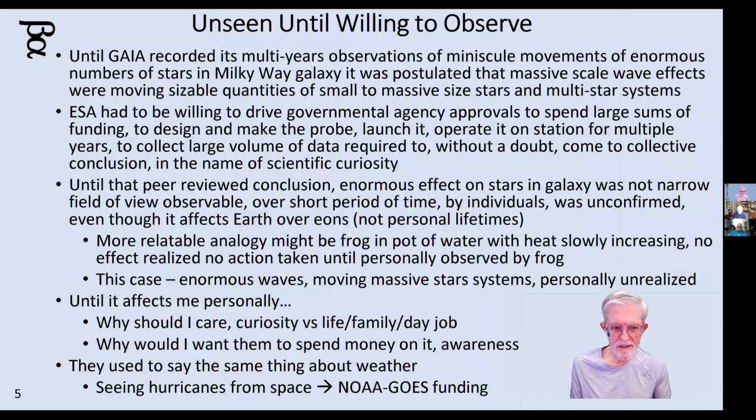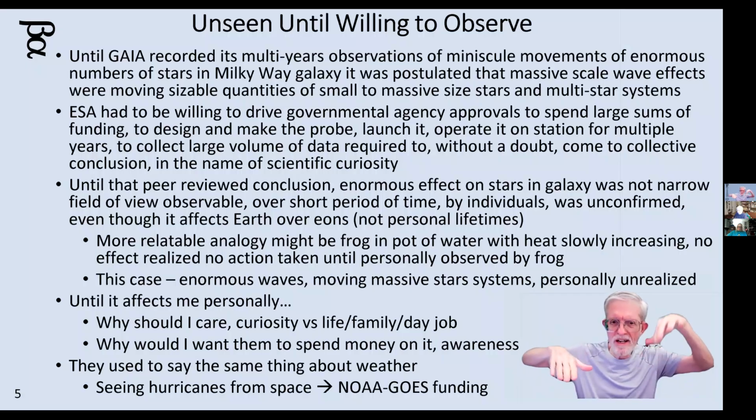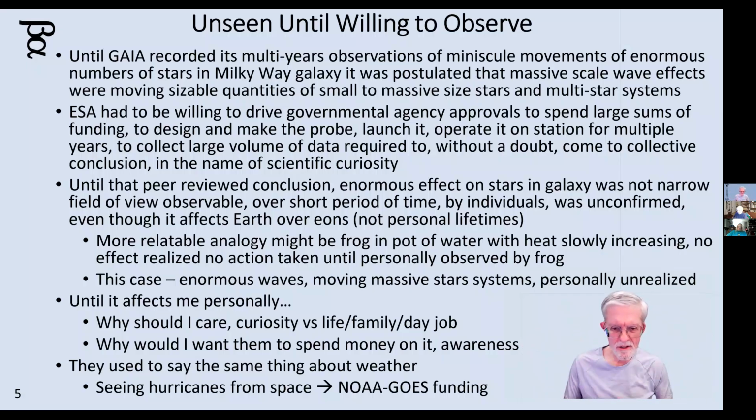So the result is not something you're going to see in an image, not something you're going to see over a short period of time. It's not something that individuals are going to see through their amateur telescopes, but it was postulated. It might take eons, not personal lifetimes, to confirm this, but by having Gaia look at this, those very, very small changes over the life of the Gaia probe could say, we're seeing this moving this way and this moving this way. So it can plot those velocities.